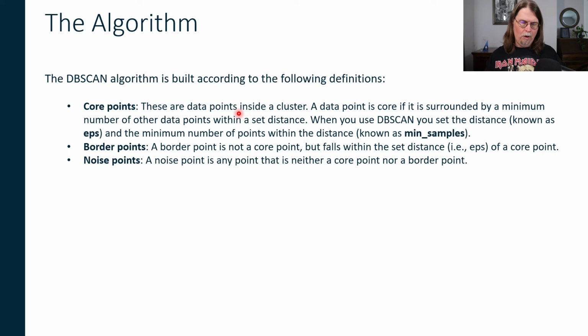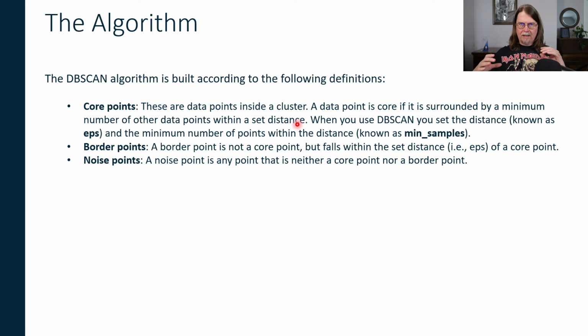I mean, they call it core, so it means if a cluster is like this, let's say, then the core points are obviously right in the middle of the cluster, right in the center of it. So a data point under DBSCAN is considered a core point if it is surrounded by a minimum number of other data points within a set distance.